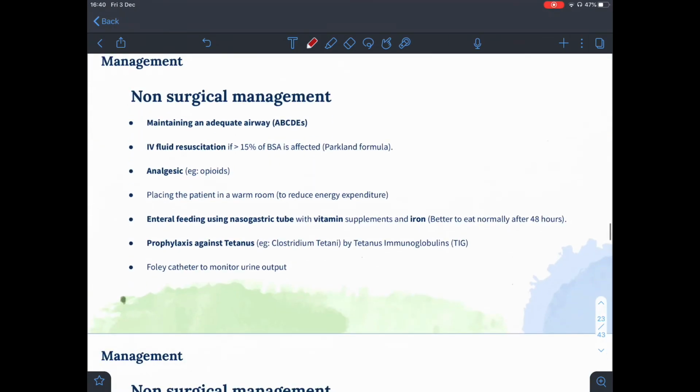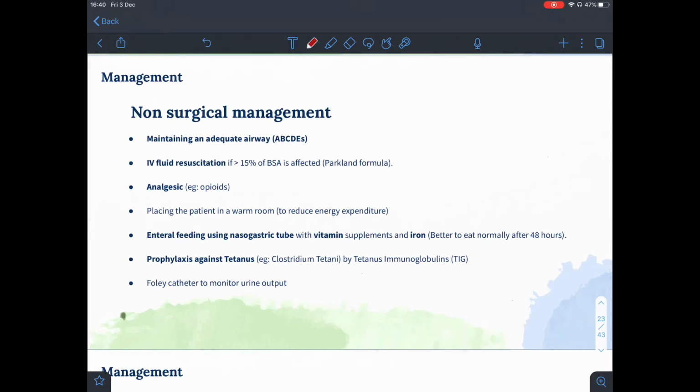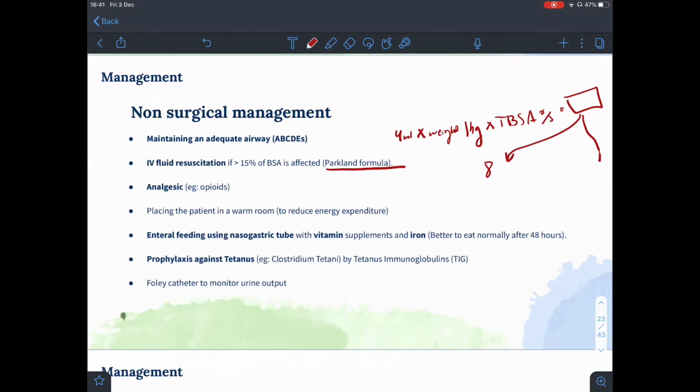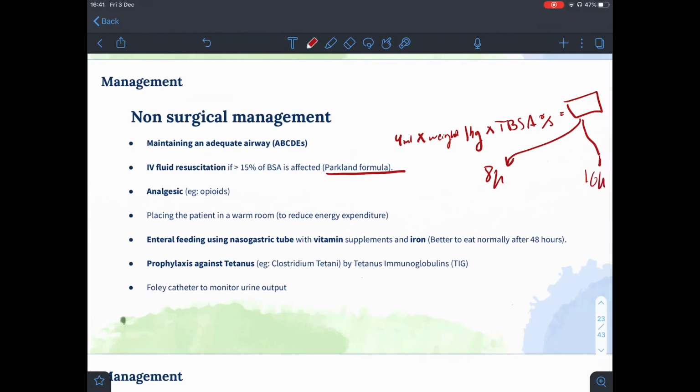Okay, let's move to non-surgical management. Of course, it's a trauma case, so we have to ensure the ABCDEs are well before we start with the resuscitation and caring for the wound. So first the ABCDEs, and then IV fluid resuscitation, which uses the Parkland formula: 4 milliliters multiplied by the weight of the patient in kilograms multiplied by the total body surface area in percent. That gives you the fluid, and as we said, 50% of it is given in the first 8 hours and the other 50% in the following 16 hours. You have to know this by heart.